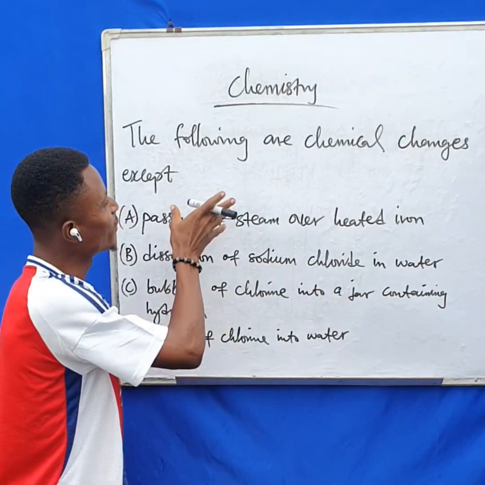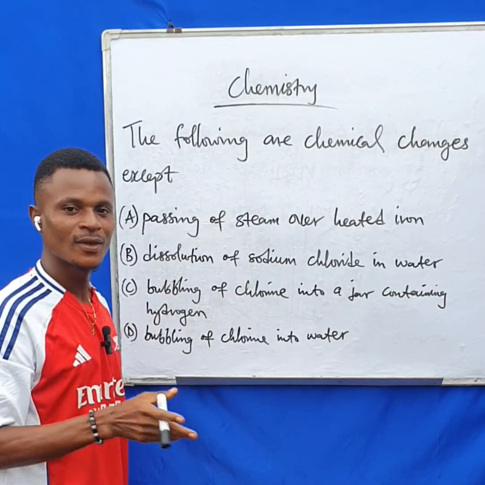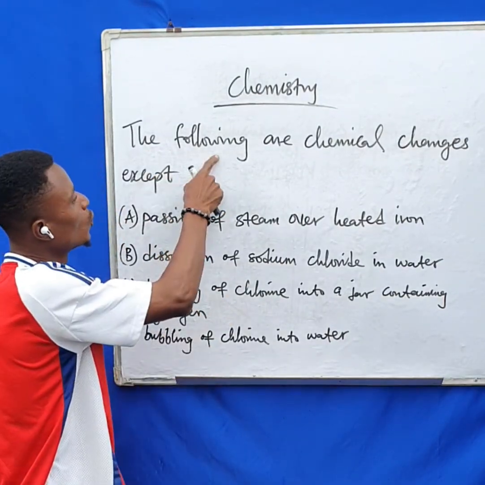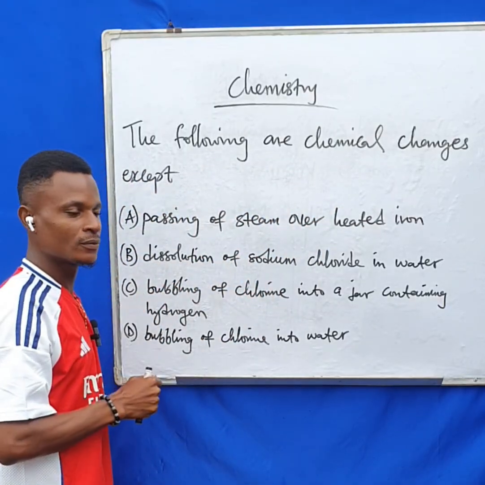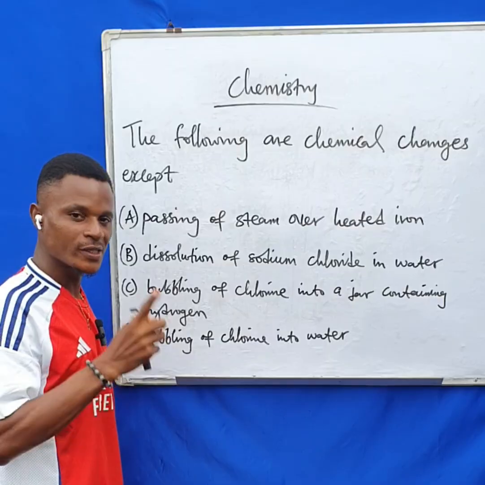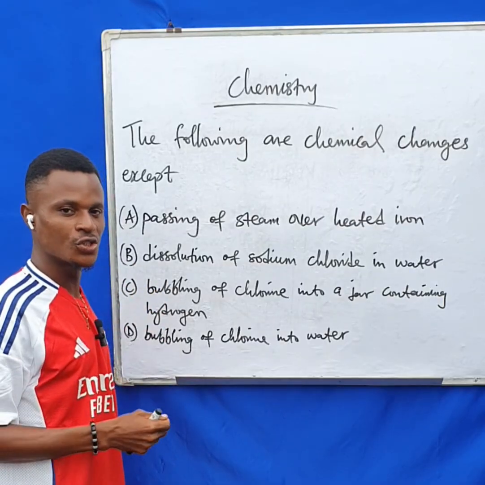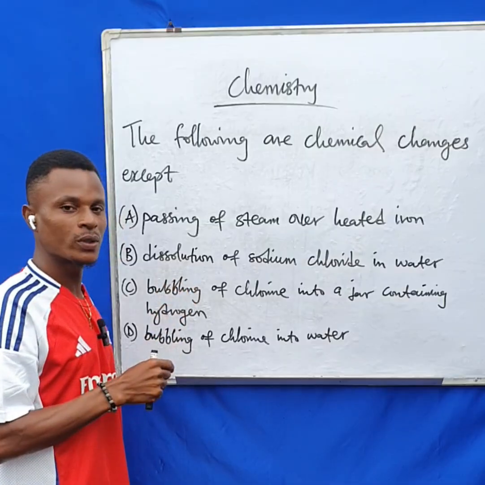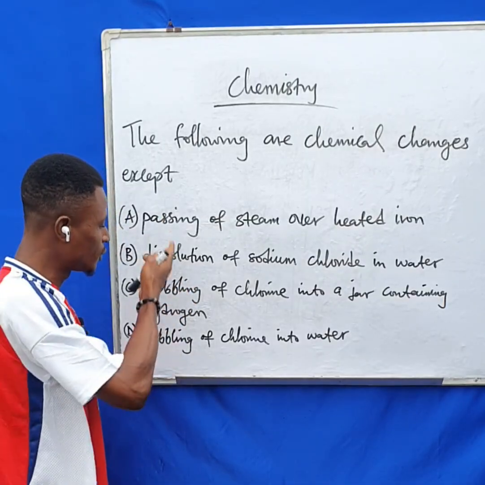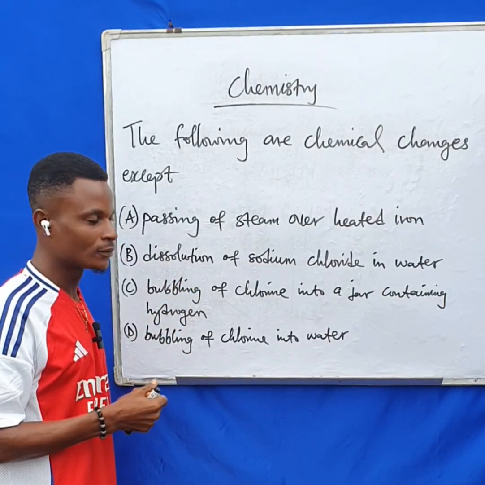Let me show you how to answer this chemistry question on the board. The question says, the following are chemical changes except one of them. All these are chemical changes except one of them, that is a physical change. And we are expected to identify that particular one that is a physical change. And these are the options given.